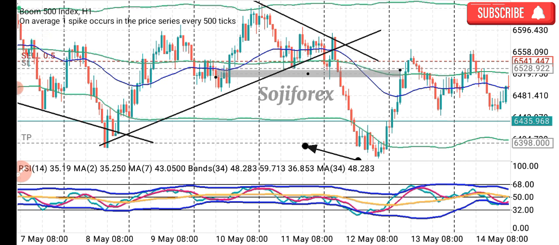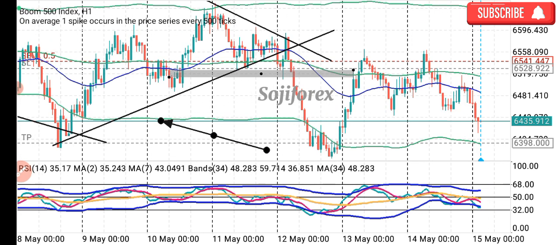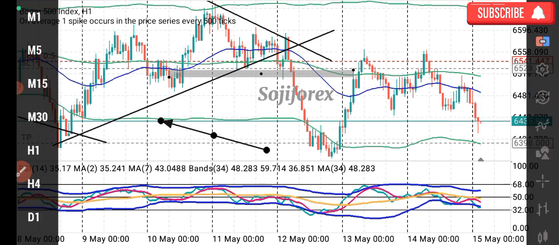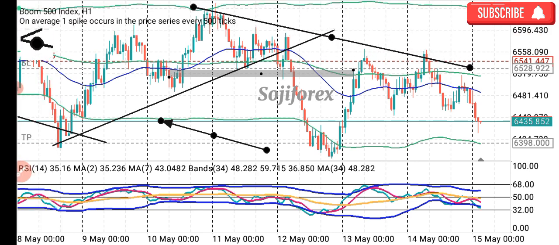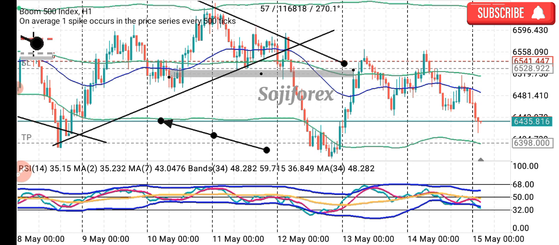This low was taken out, so eventually you have a break of structure. And what is the next thing you will do? You can as well extend your trend line now, after this break of structure, to somewhere here.